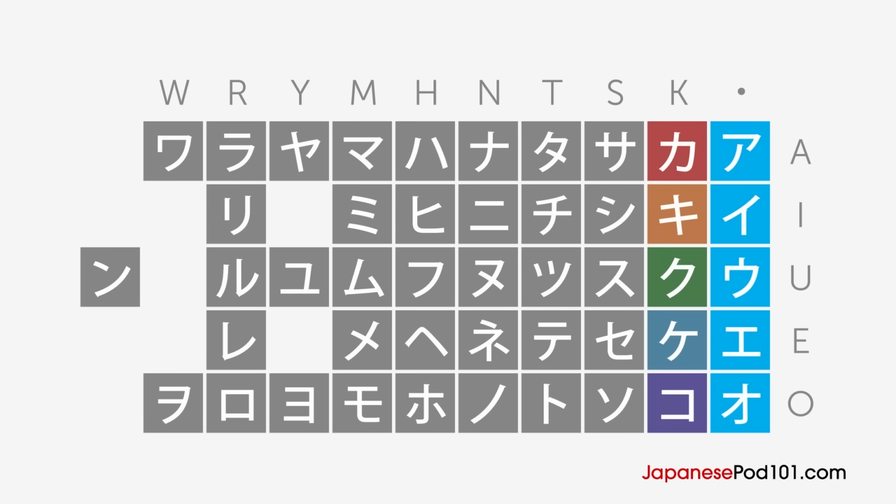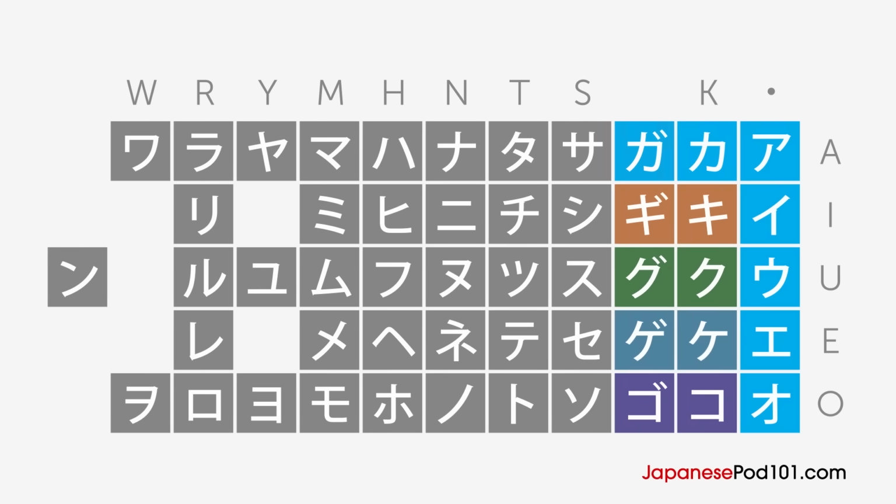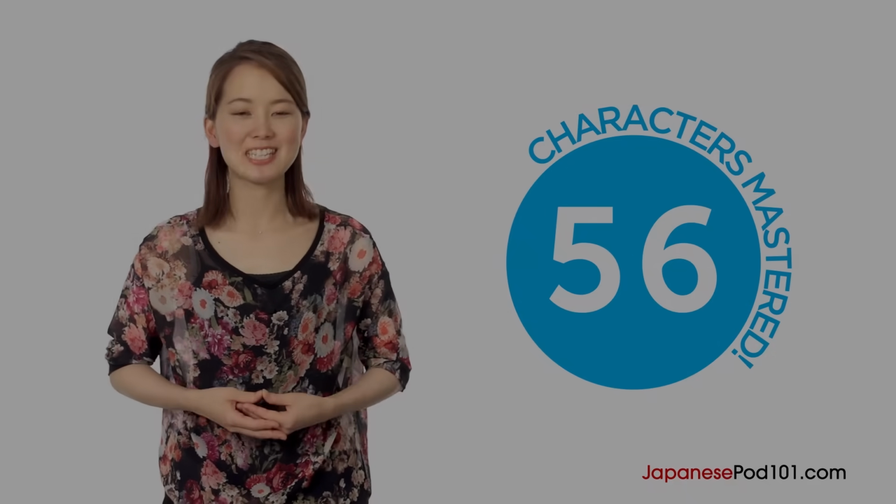Okay, let's wrap up this lesson by recapping what you've learned. In this lesson, you learned ka and ga, ki and gi, ku and gu, ke and ge, and ko and go. よくできました。You've now mastered 56 Japanese characters.